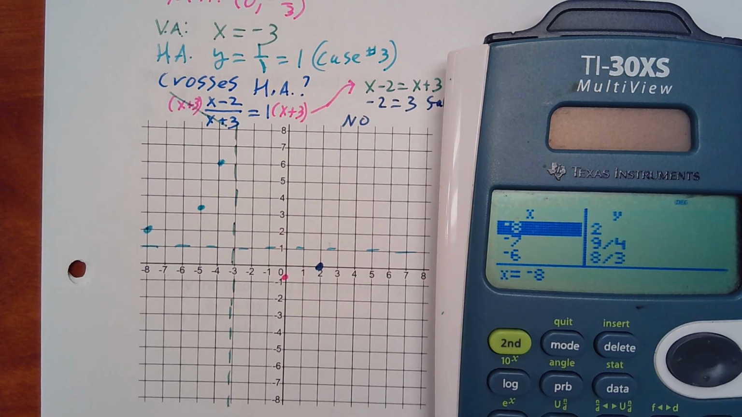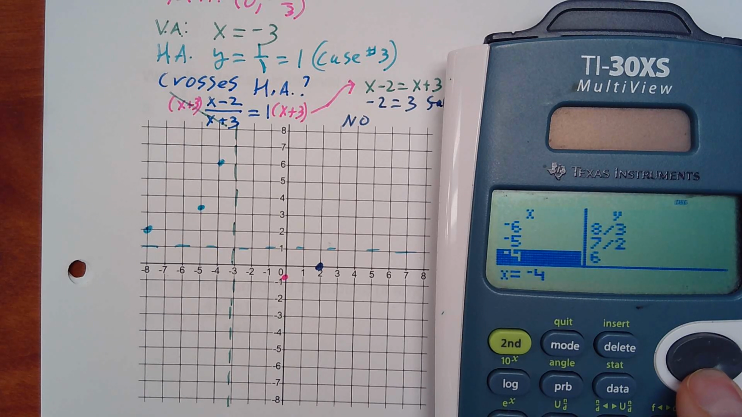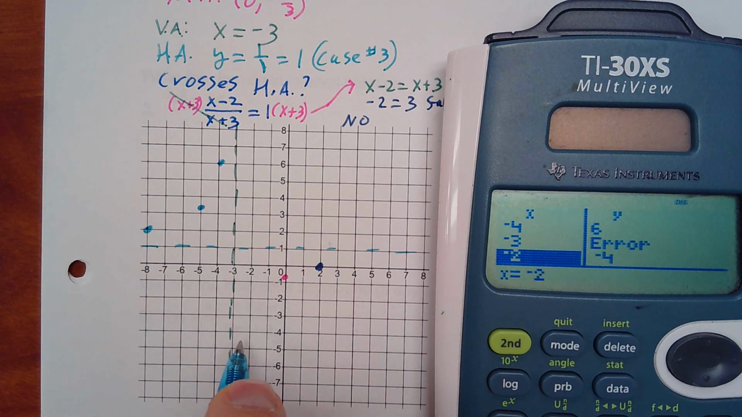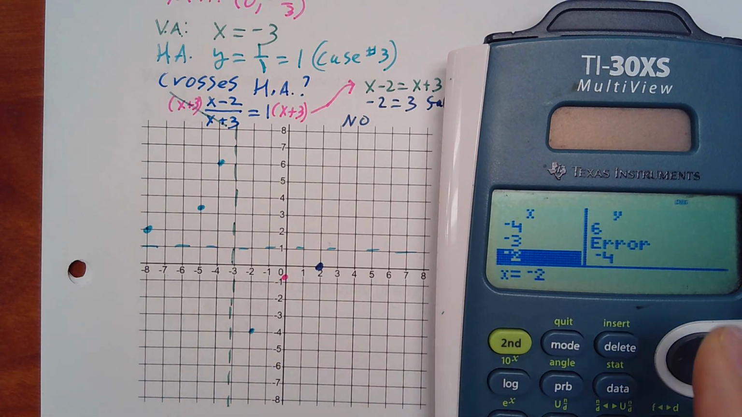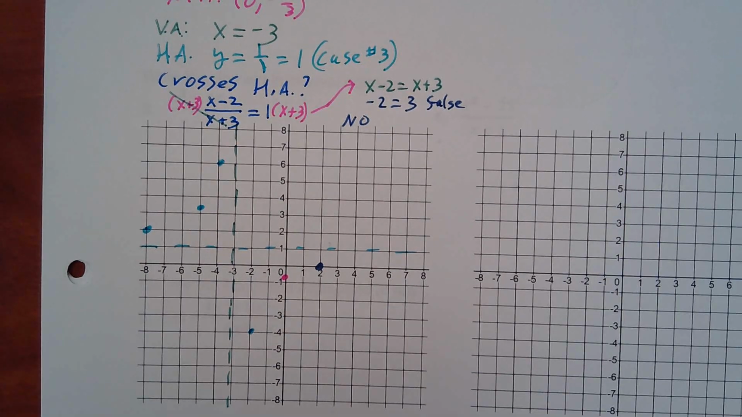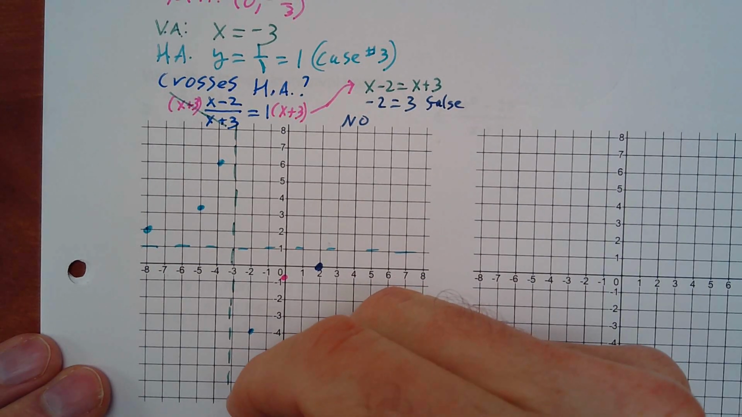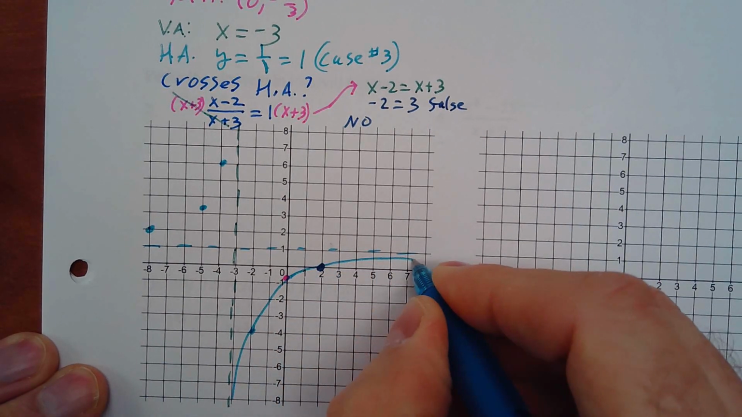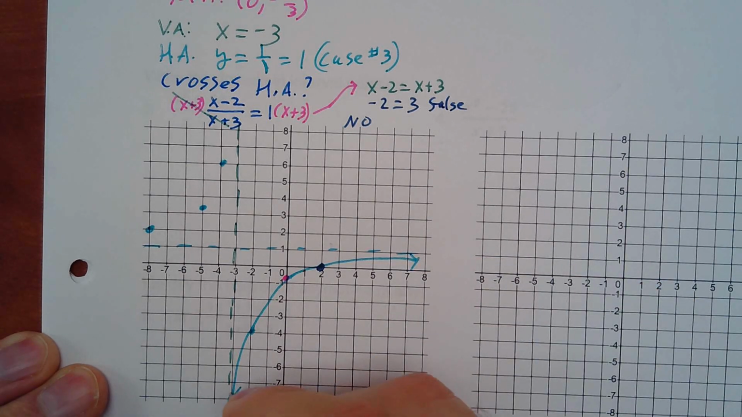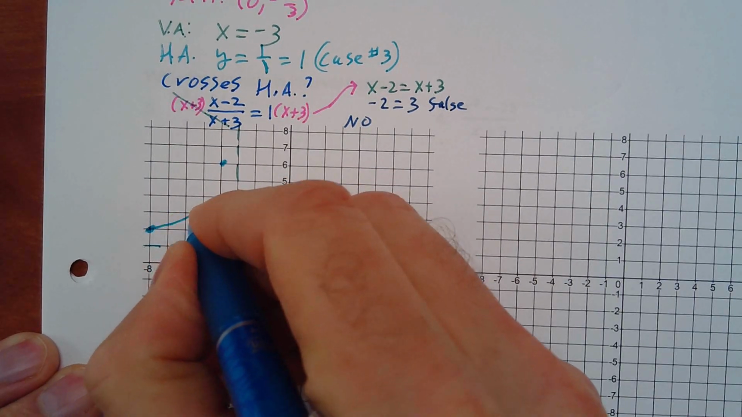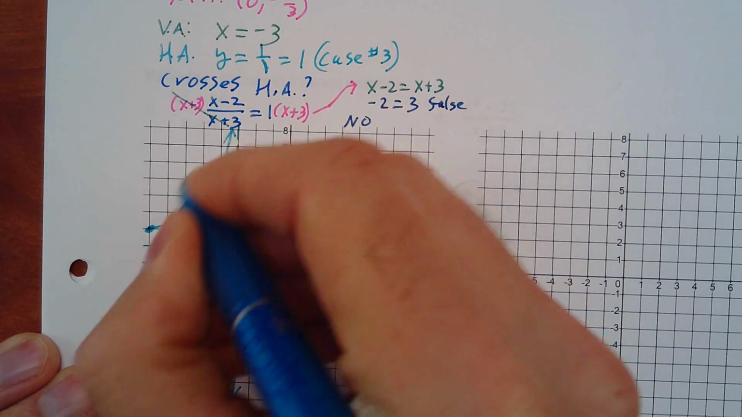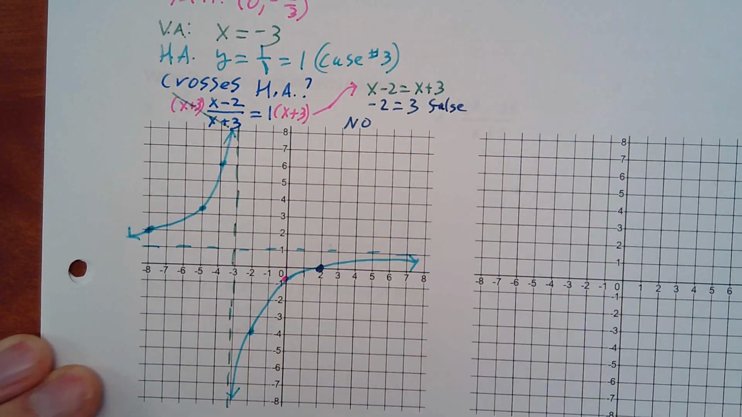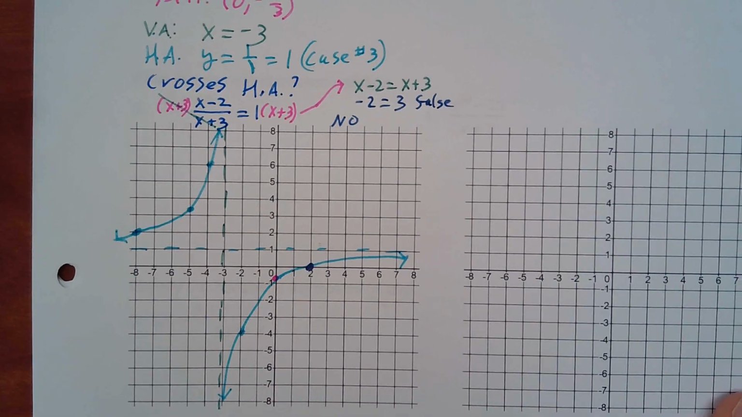So now I've got 3 points. And I could just go do my down arrow to get down here. So maybe I want to take a look at negative 2. That's negative 4. Alright, so I think we have enough points here to draw this in. And I'm going to do the same thing over here. And that would be a sketch of our graph.